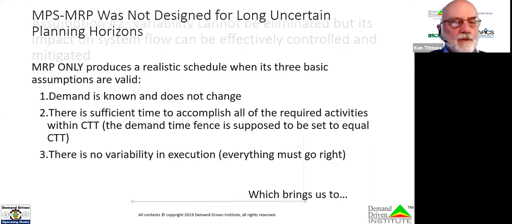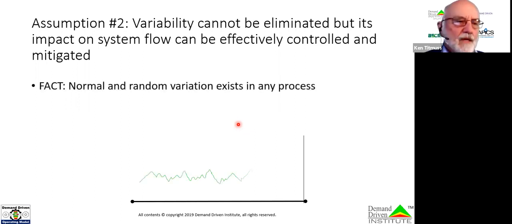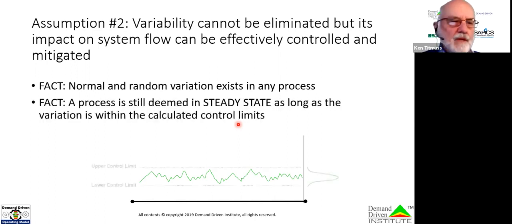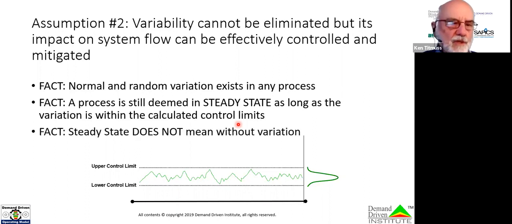So this brings us to assumption number two. Variability cannot be eliminated, but its impact on system flow can be effectively controlled and mitigated. In fact, normal and random variation exists in every process. A process is still deemed to be in steady state as long as the variation is within calculated control limits. So we say a product is in steady state, but there is variation within that process between those control limits. Steady state does not mean without variation. Everything has variation.